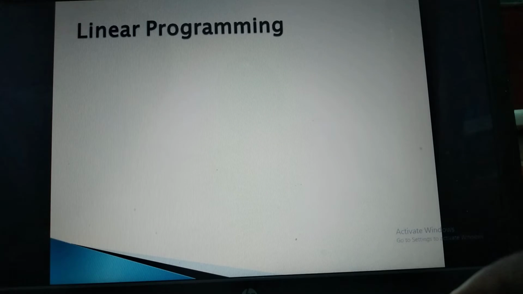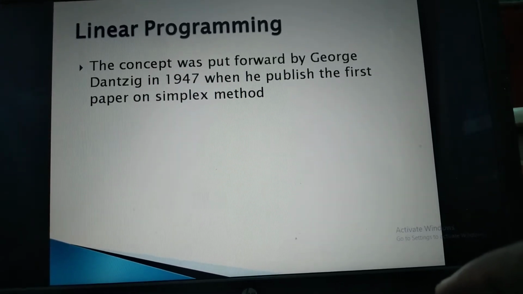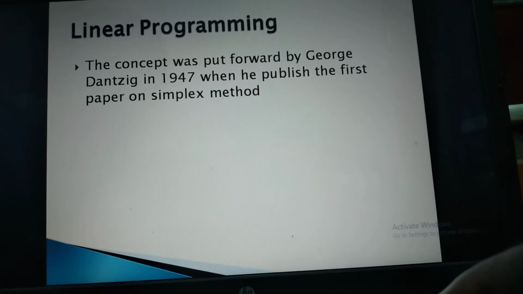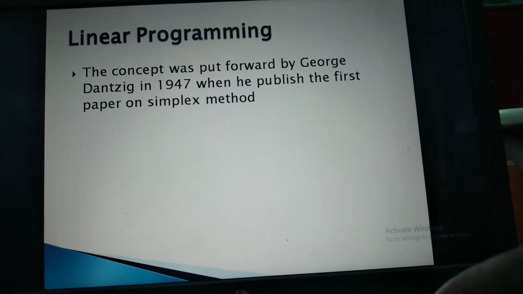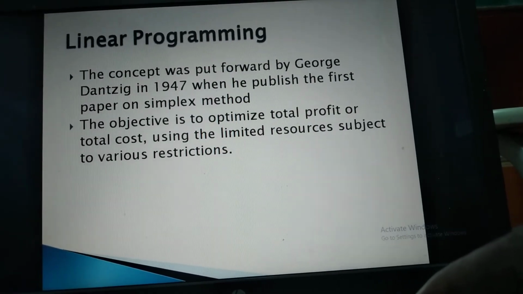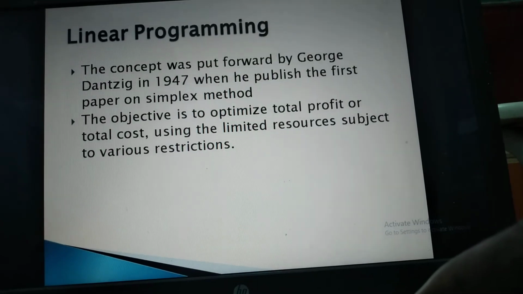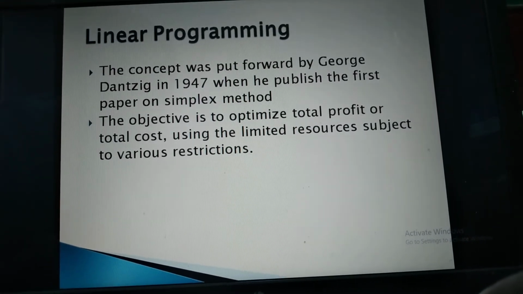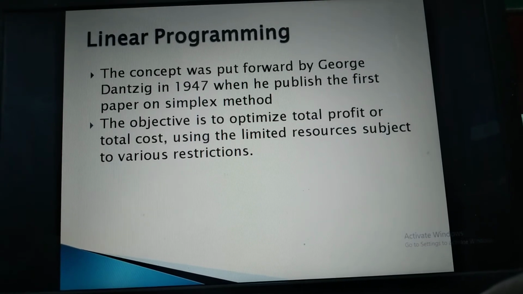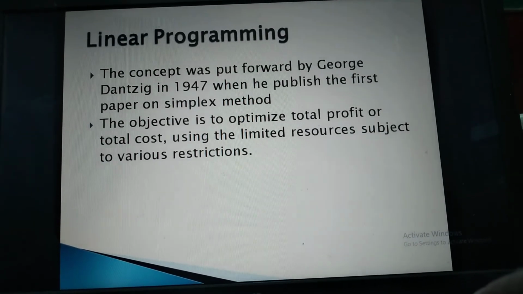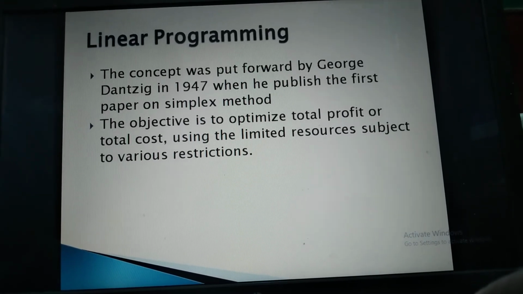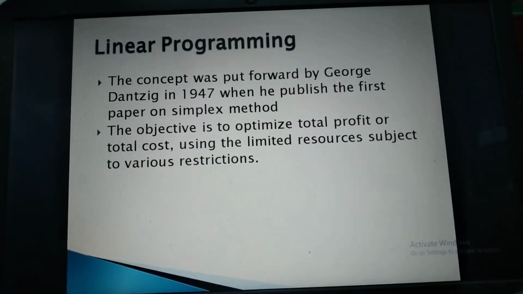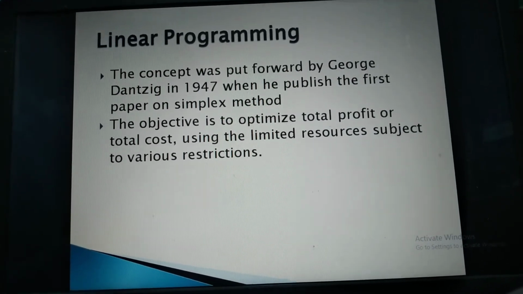Now in linear programming, the concept was put forward by George Dantzig in 1947 when he published the first paper on the simplex method. The objective is to optimize total profit or total cost using the limited resources subject to various restrictions. So in linear programming, we're just doing optimization. You either optimize the total profit or total cost based on the limited resources which you have been given. And as we have said, the resources are men, material, money, and time.